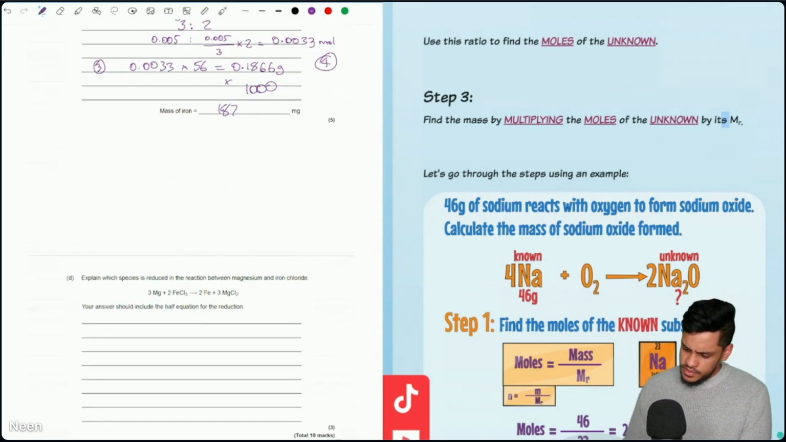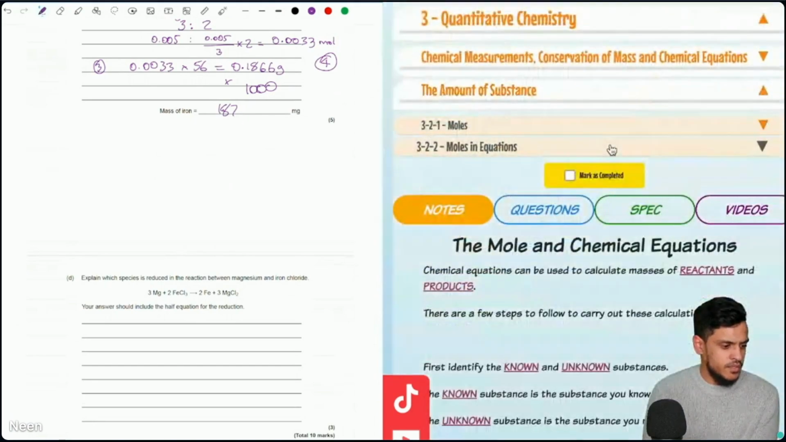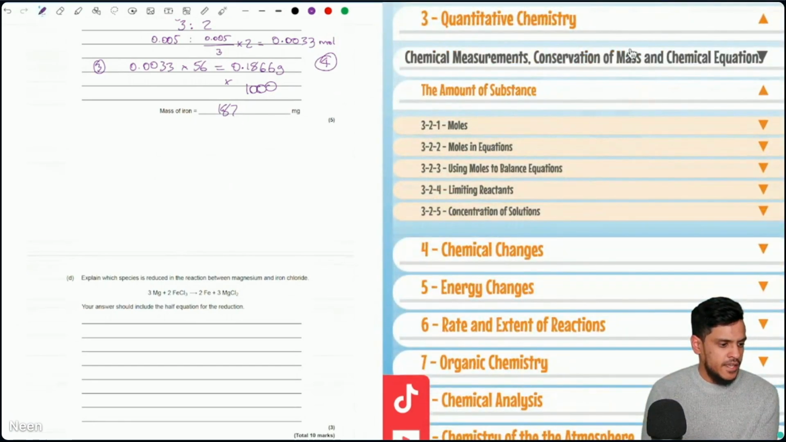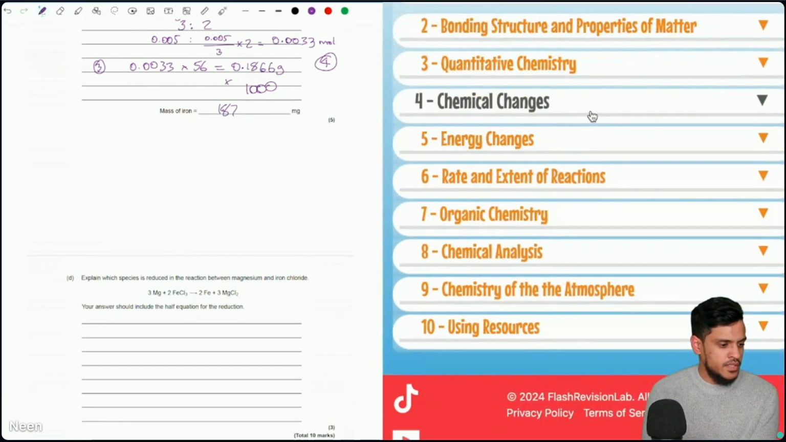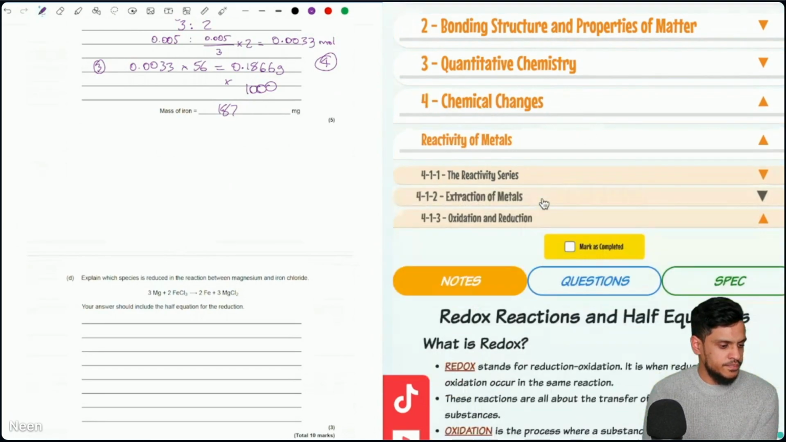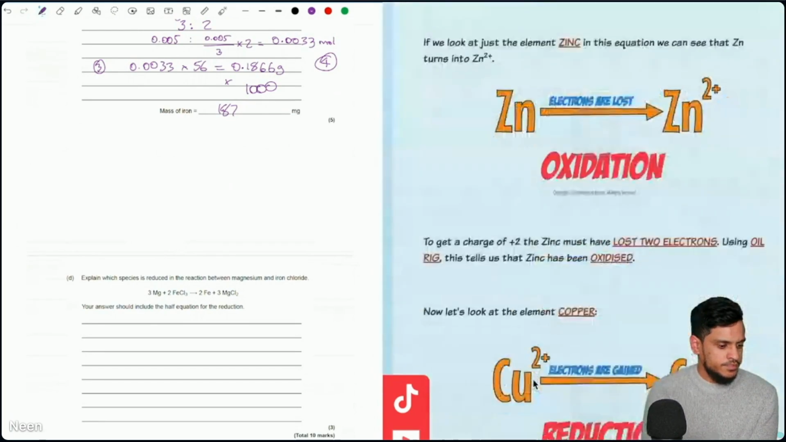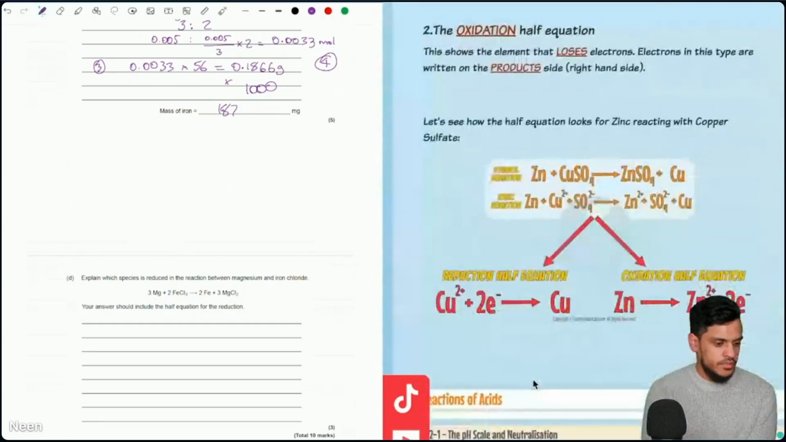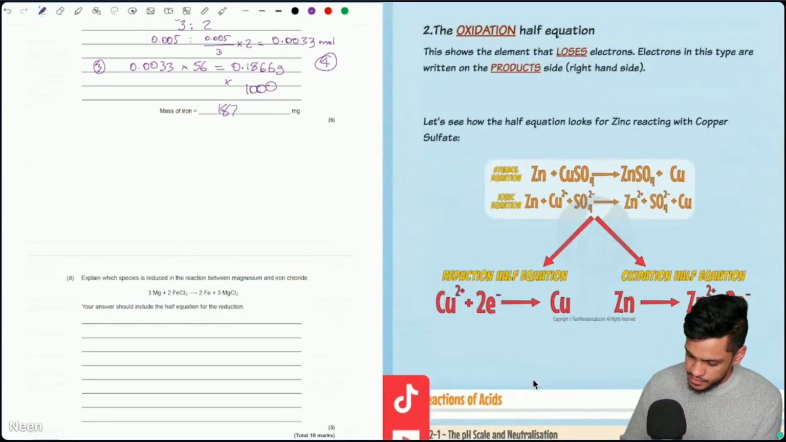Okay, last question. Explain which species is reduced and which one is oxidized. Let me try and do this as quickly as possible. So notes-wise, this comes under oxidation and reduction. What you want to do is work out the ionic equation of this. So magnesium plus FeCl3. Let's break that up into its ions.